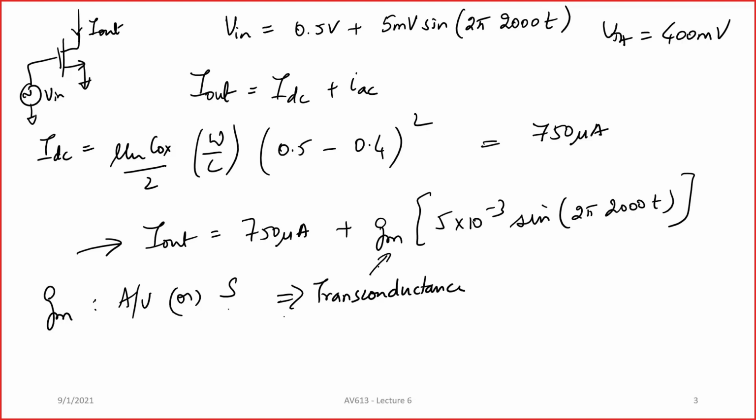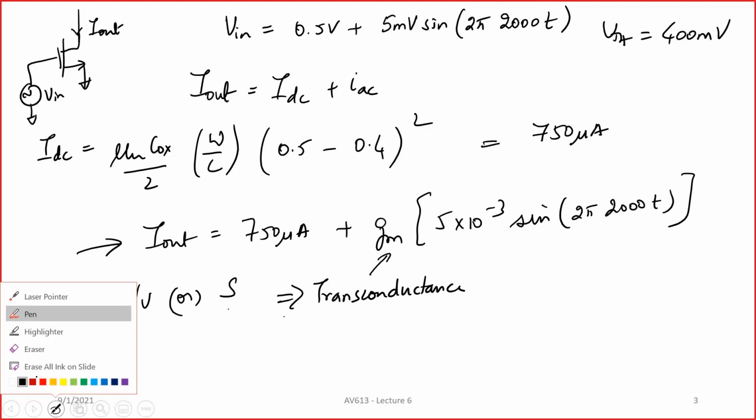GM is strictly a small signal parameter. It is not a large signal parameter. So if you want to find your DC current, you have to use the quadratic equation or the square law equation. So don't get confused between the two things. If you talk about any voltage or any current in a MOSFET, it has two components: a DC component and an AC component.